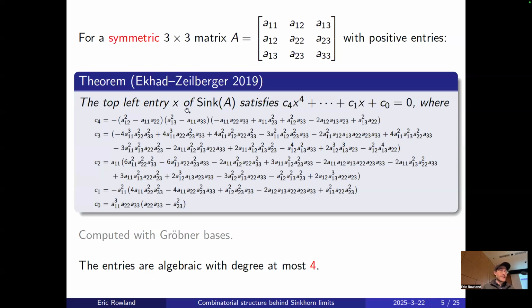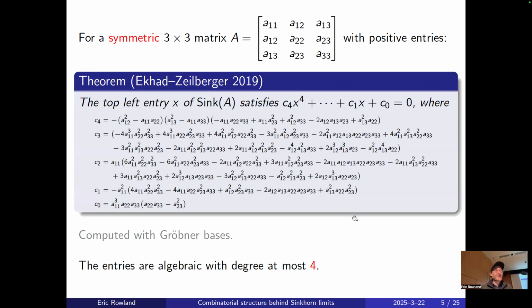The top left entry of the Sinkhorn limit of a symmetric 3x3 matrix satisfies a quartic equation. And here are the coefficients in all of their gory detail. So these coefficients are all polynomials in the entries of the matrix A. But I think the takeaway here is that the entries are algebraic, which is maybe surprising, right? Because we're getting this from a limiting process, but nonetheless, you get algebraic entries in this case, and the degree is at most 4.